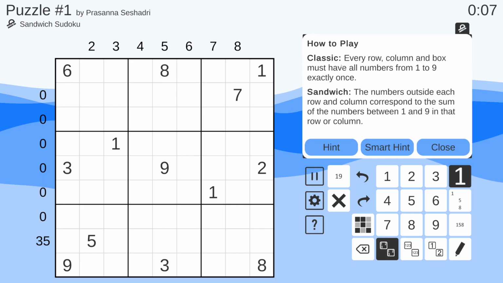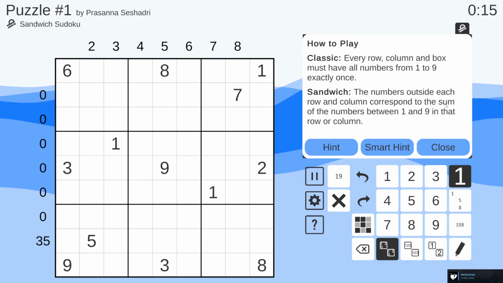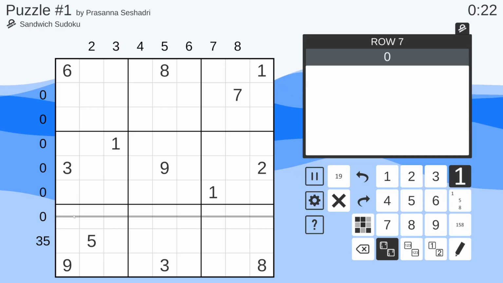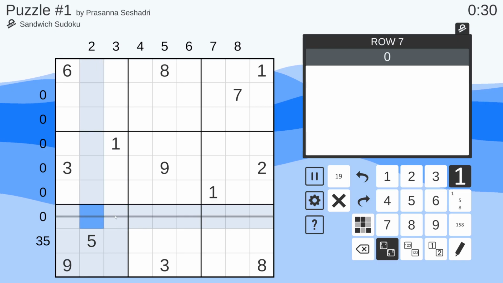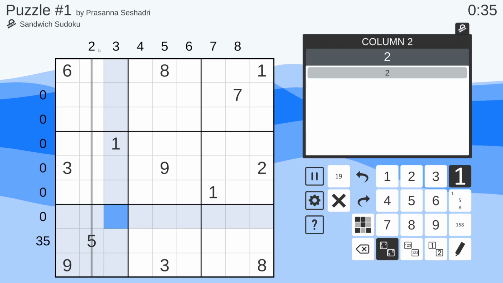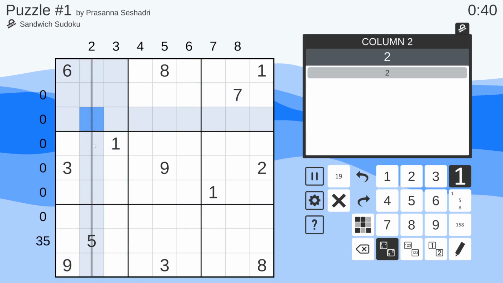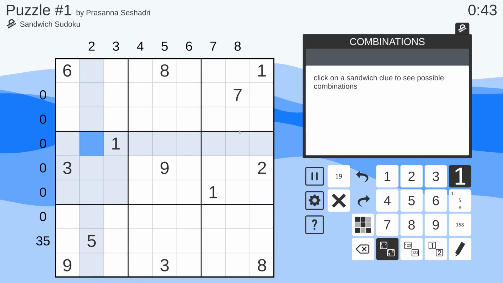Every row, column, and box must have all numbers from 1 to 9 exactly once. The sandwich: the numbers outside each row and column correspond to the sum of the numbers between 1 and 9 in that row or column. So that means in this row, since it has a 0, 1 and 9 are going to be right next to each other, so that the sum of what's in between 1 and 9 is nothing. In a column like this, 1 and 9 are going to have to be one space away from each other because 2 can only be made by 2.